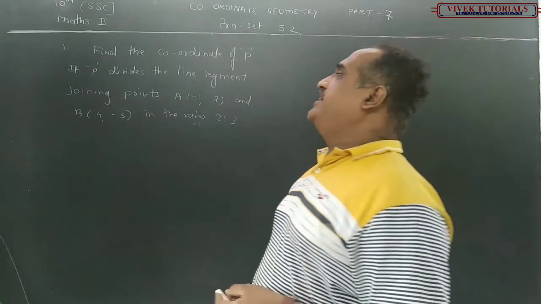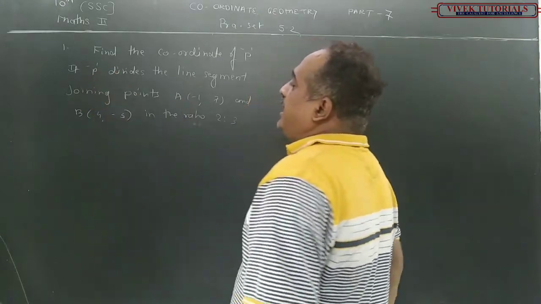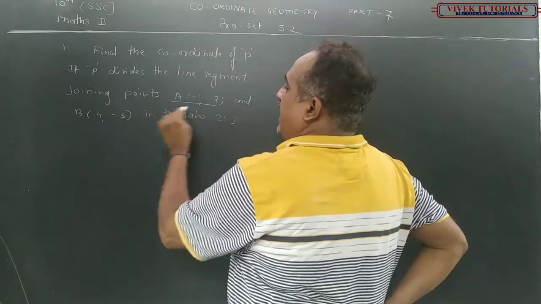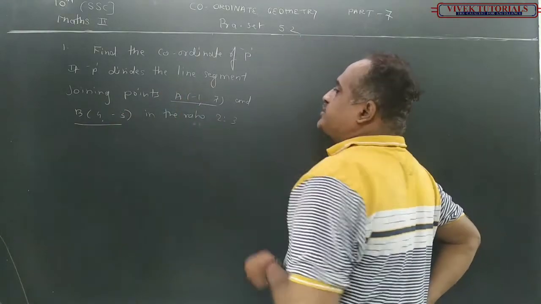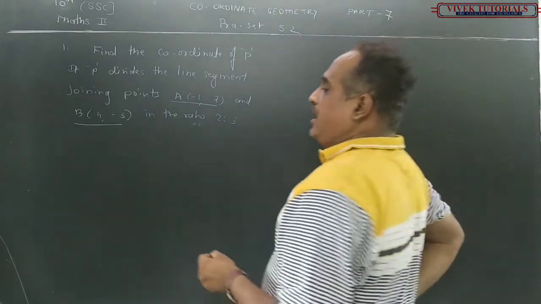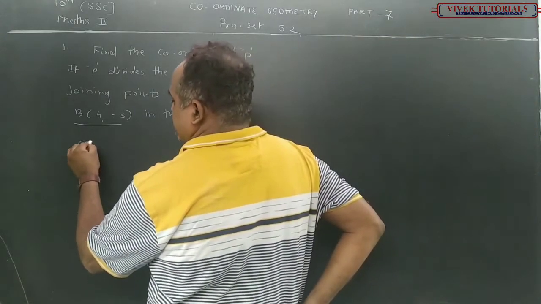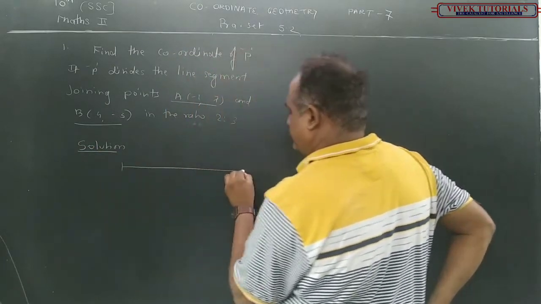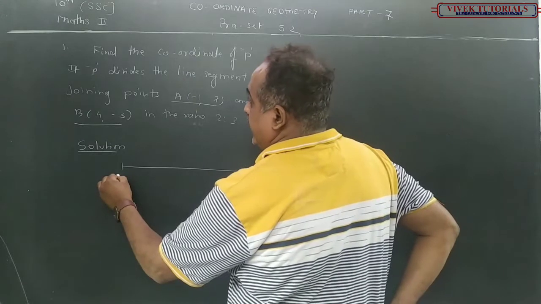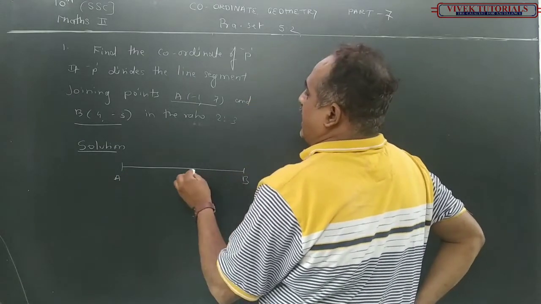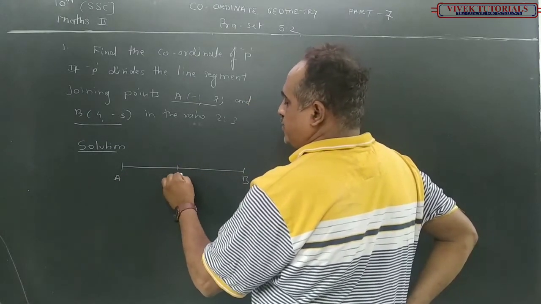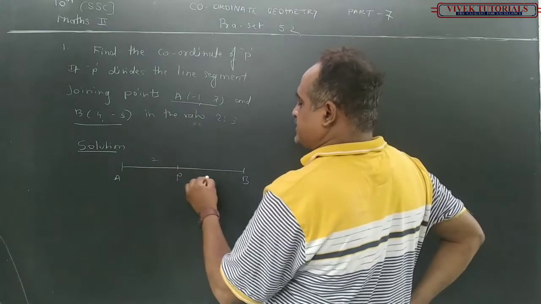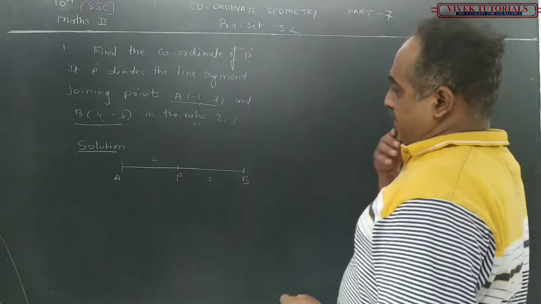In that, the first question is: find the coordinates of point P if point P divides the line segment joining A and B in the ratio 2:3. So, the solution. See, we can draw a figure. This is AB, and P divides it in the ratio 2:3, so this part is 2 and this is 3.